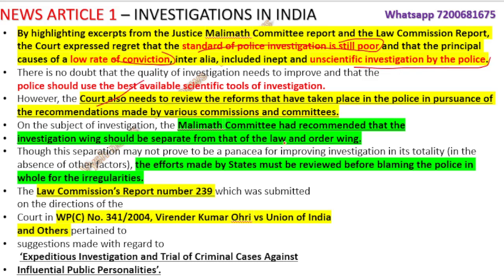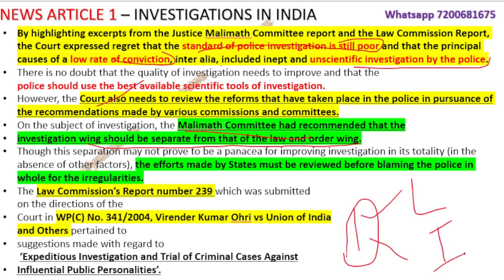You have to properly follow this Mallimath Committee, which has recommended that the actual investigation wing should be separated from the law and order wing. You will see the same police officer going on escort duty for all the ministers, or to any rallies giving security, and the same officer is sometimes appointed for the investigation also. Law and order and investigation should be two separate wings, with separate police officers for both, which is not being followed. Some states are doing it, but not every state. So the efforts made by the state must be reviewed before blaming the police for all the irregularities.